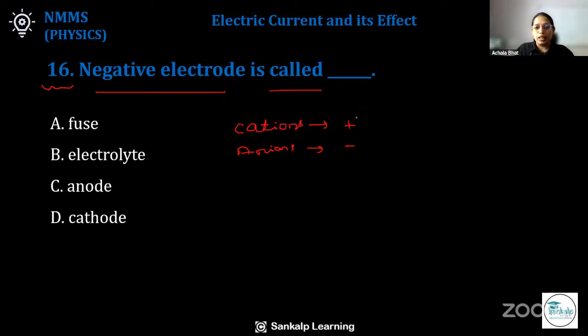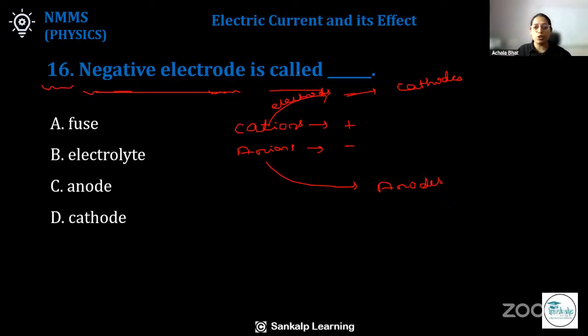Now, electrodes which attract cation are called cathodes. Electrodes which attract anions are called anodes. Now, negative electrode is called, negative electrode attracts cation, positive charges. So, it is called cathode.